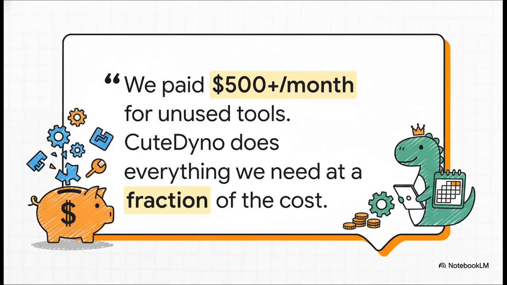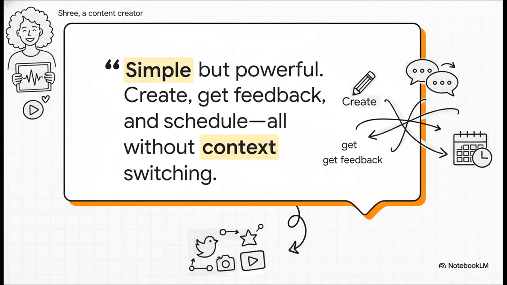And this testimonial from Kazi, an agency owner, hits on a massive pain point. We were paying $500 plus per month for tools we barely used. CuteDyno does everything we need at a fraction of the cost. This is all about paying for real value, not for a bunch of features you'll never even touch. Shri, a content creator, echoes that idea perfectly. Simple but powerful. You create, you get feedback, and you schedule, all without that mentally draining context switching we talked about. It's all about focus.